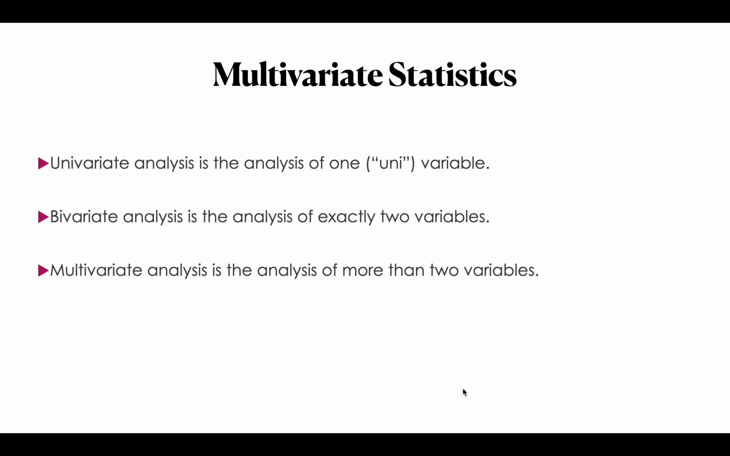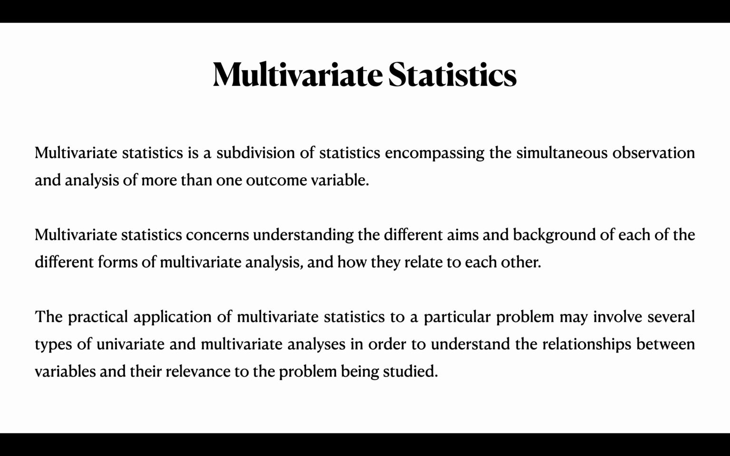So multivariate analysis is the analysis of more than two variables. What it says is that multivariate statistics is a subdivision of statistics encompassing the simultaneous observation and analysis of more than one outcome variable. Like we said, we have the height, then we calculate the weight, then I can also record the marks of that student, then I can also record its native place, whether he is rural or urban. So this is an example of multivariate.